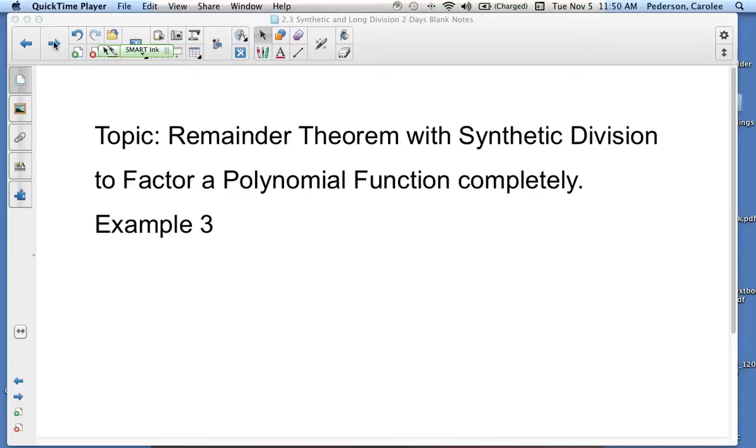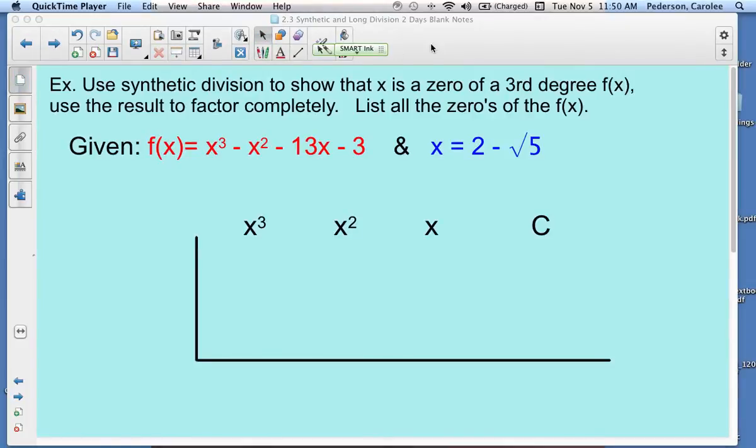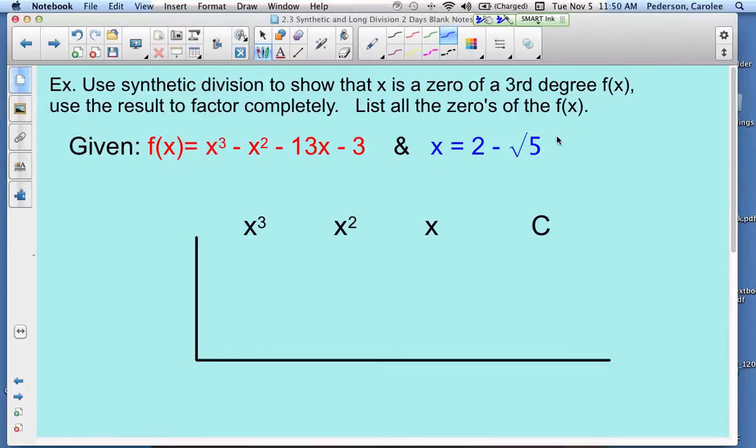This is using synthetic division to factor a polynomial completely. We want to use synthetic division to show that x is a zero of the function of a third degree polynomial. So we're going to give you this first zero of the function in the blue here. X equals 2 minus the square root of 5. So in factored form, it would look like x minus 2 minus the square root of 5.